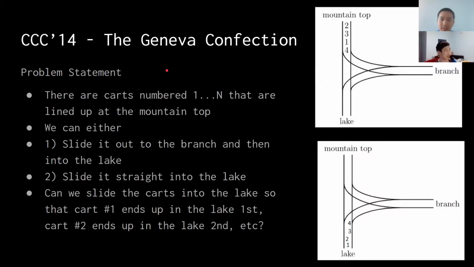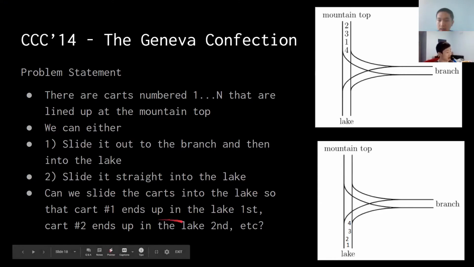And here's another CCC question that uses stacks. It's called the Geneva Confection. The problem statement is that there are carts numbered 1 to n that are lined up at the mountain top. We can either slide a cart out onto the branch and then into the lake, or slide it straight into the lake. We can slide the carts into the lake so that cart number 1 ends up in the lake first, cart number 2 ends up in the lake second, etc.